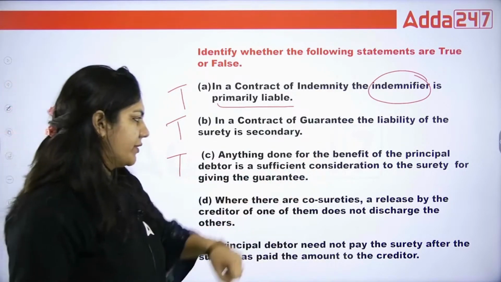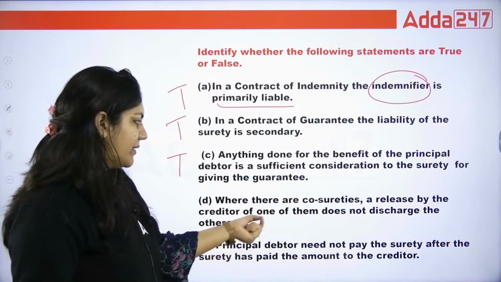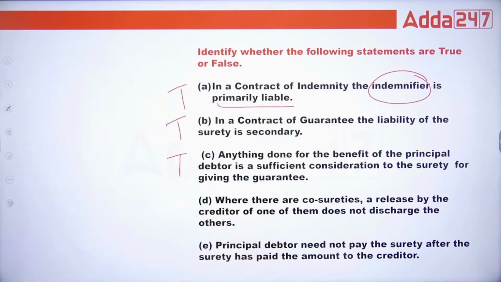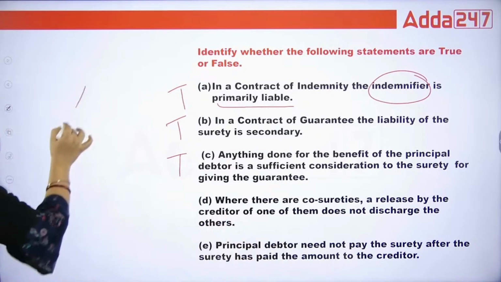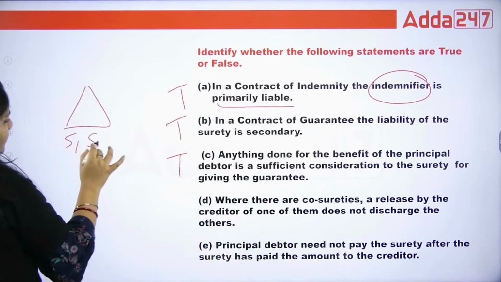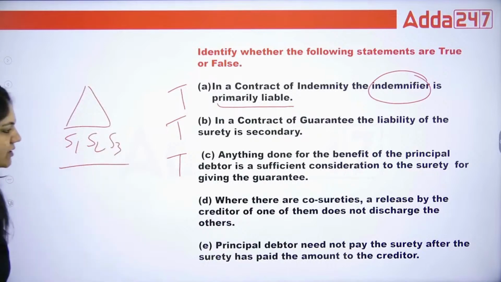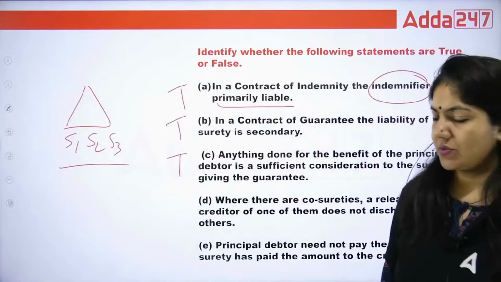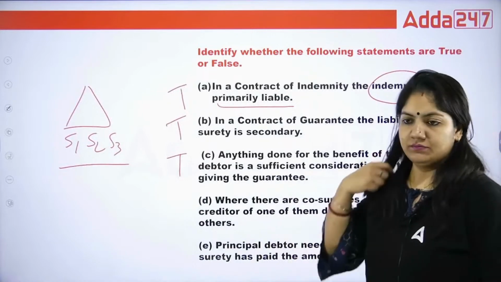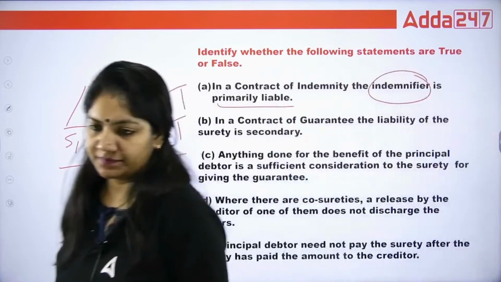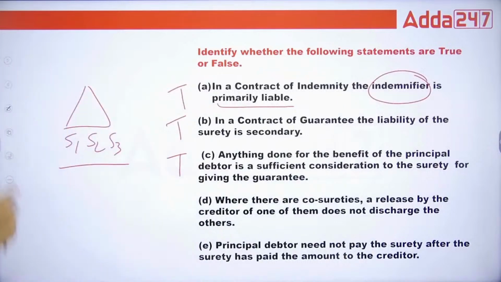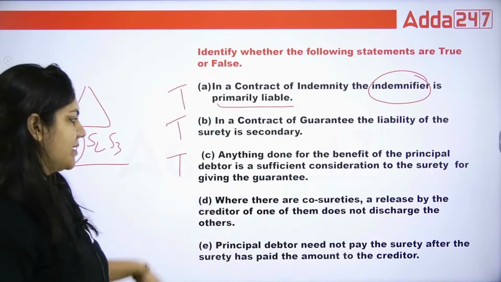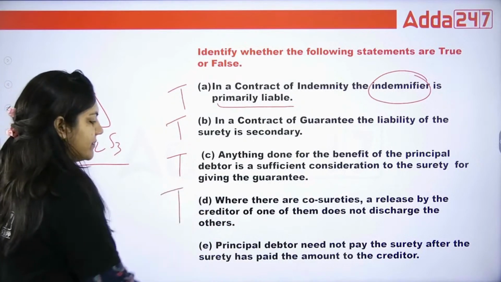Where there are co-sureties, a release by the creditor of one of them does not discharge the other. True or false? Co-surety means S1, S2, S3. Suppose 3 sureties are there. In that case, if we release one, it does not discharge the others. The answer is absolutely yes, true.